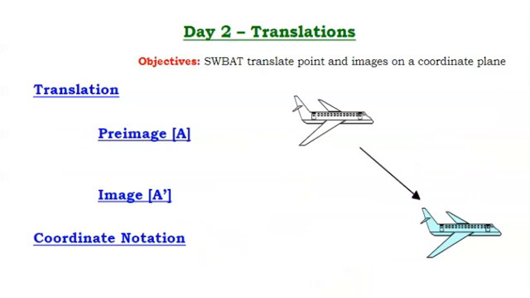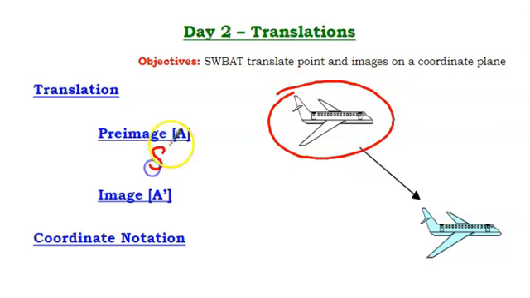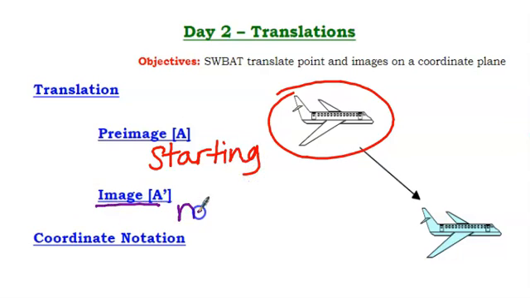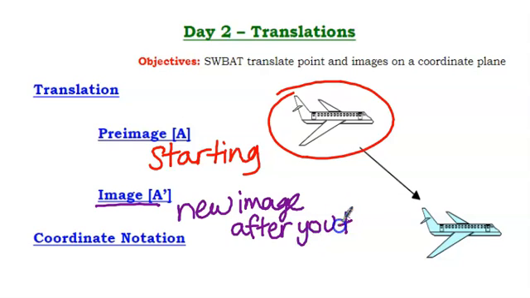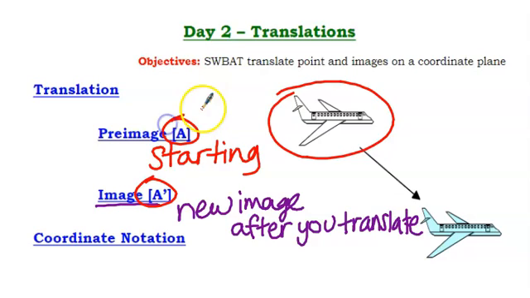Okay? Then you're going to go to the third page, I believe, of your notes and talk about translation. So again, translation is moving. What is your pre-image? So that is your starting. And then it's going to have the A1 or A sub 1. And that will be your new image. After you translate or after you move, you'll know because it has the A1 compared to the A.